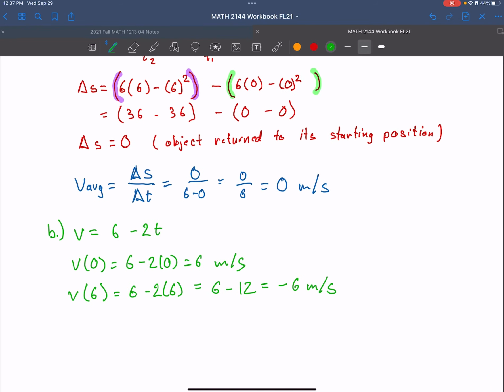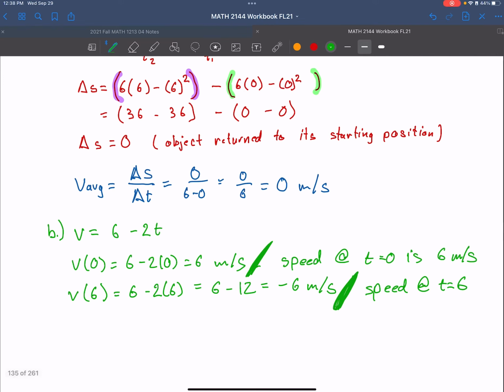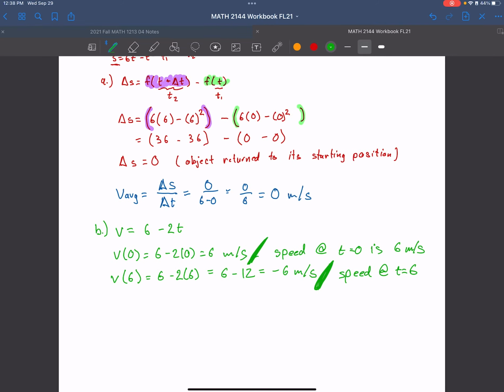So we have to be careful here, because what we have is the velocity. So the speed at t equal to 0 is, yes, 6 meters per second, but just separating this right here, what is the speed at t equal to 6? It is the absolute value of the velocity, which is also 6 meters per second.